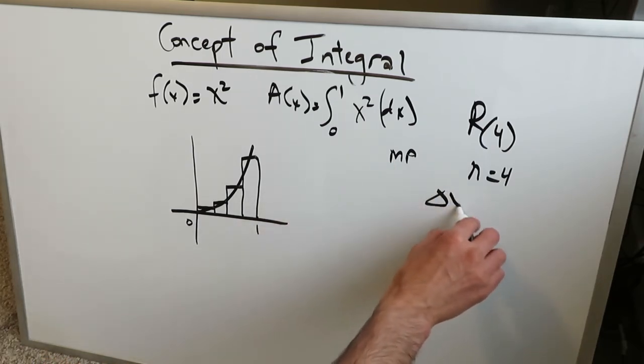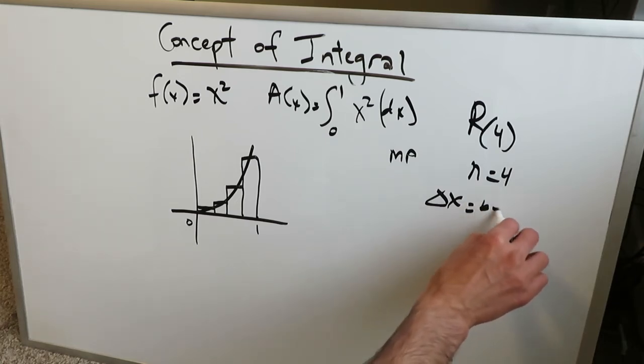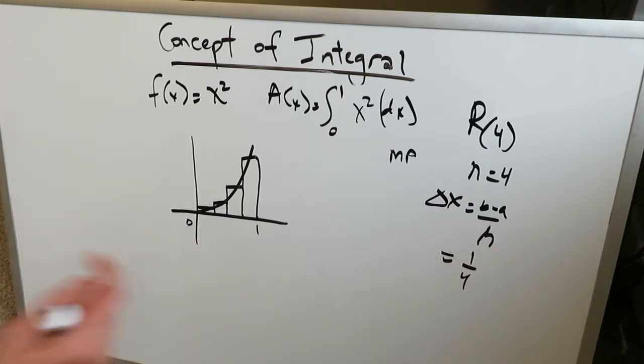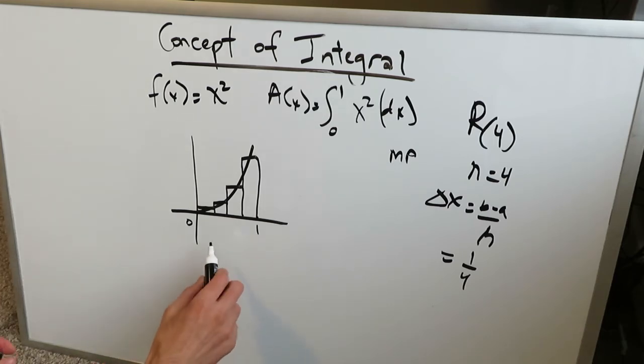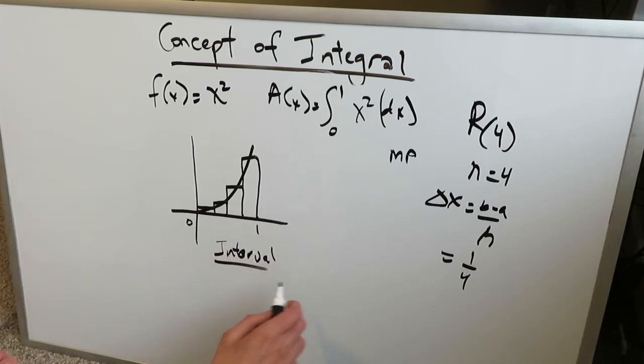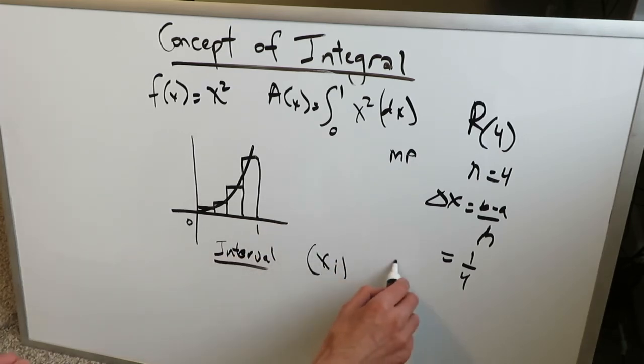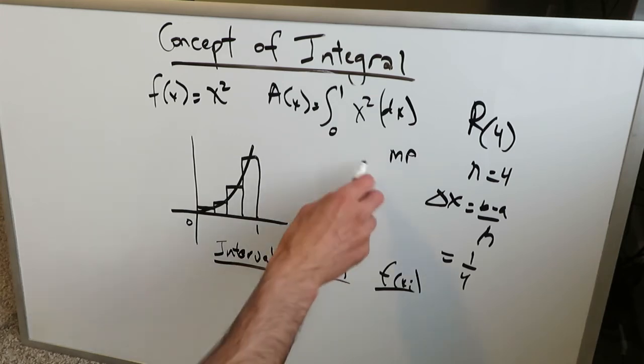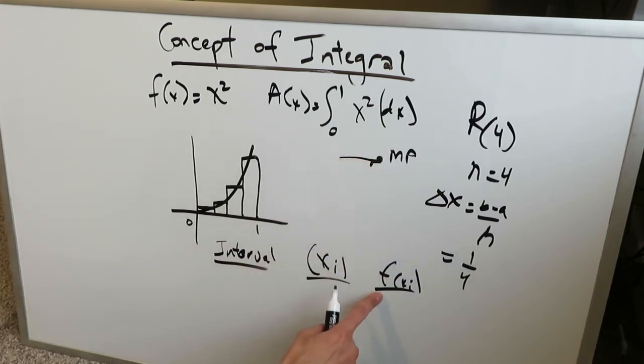You can also calculate the width of each interval, which is equal to b minus a over n. What's b minus a? 1, divided by n, which is 4. Each interval must be 0.25 long. Now look over here, this is how we're going to lay it out. We're going to write an interval heading, and then xi, and then f of xi. Why am I writing xi and f of xi? Because xi is the specified value which I'm going to use, and f of xi is what that value is when you put it into the function.